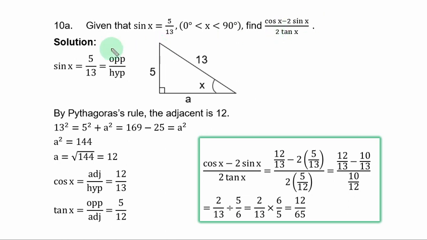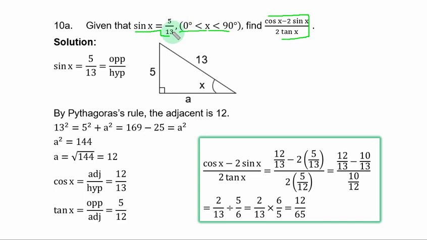Question 10a. Given that sin s is equal to 5/13, you have 0 degrees less than s less than 90 degrees. That shows that we have the first quadrant. Find cos s minus 2 sin s over 2 tan s.